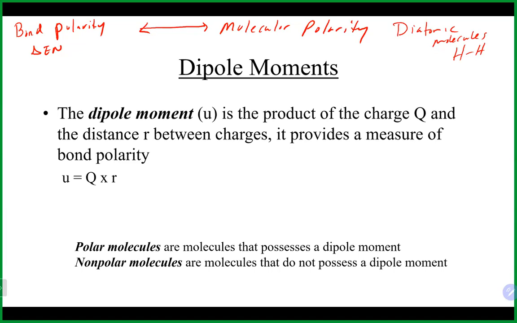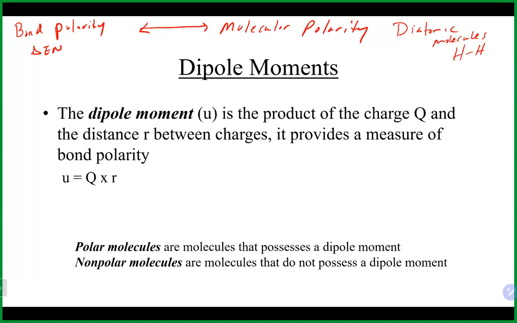When you have 3 or more atoms involved, you actually have to look at a couple of different things, and we're going to talk about what you need to look at to help you determine if it's polar or non-polar. But if it's diatomic, these 2 things will be the same. And if it is 3 or more atoms, the results may actually be different.